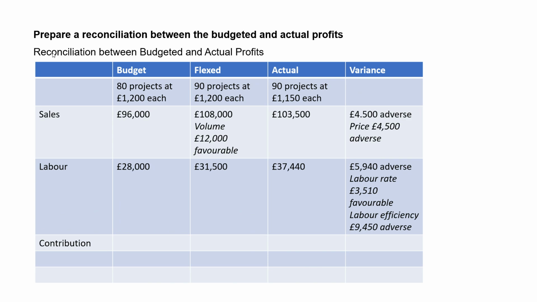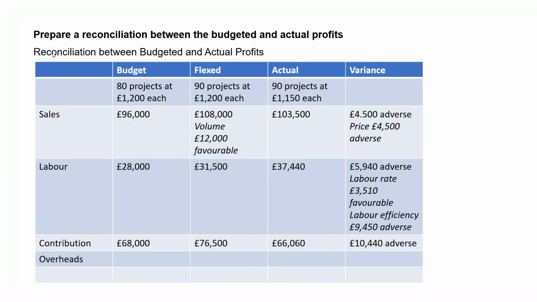Right, now on the contribution, and the contribution is going to be your sales less your labour. So for the budget, it's £68,000. For the flex budget, it's £76,500. And for the actual, it's £66,060. And the variance there is the £4,500 adverse for sales and the £5,940 adverse for labour, giving us a total variance of £10,440 adverse.